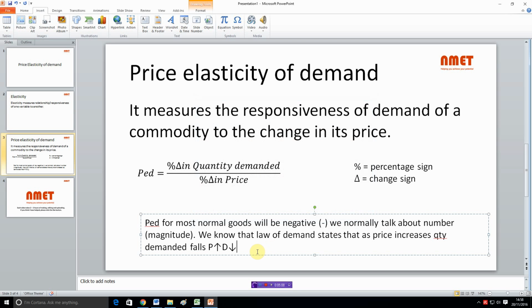Remember, if you get this in your multiple choice questions, they might give you, let's say, a PED of 2. Sometimes in MCQs they'll give you two options, one which is 2 and the other which is -2. So what would be the right answer, 2 or -2? -2, normally. But do look at that, some goods like Veblen goods will have a positive PED. Why? Because demand will increase with the increase in price. But we're talking about normal goods, not Veblen goods.